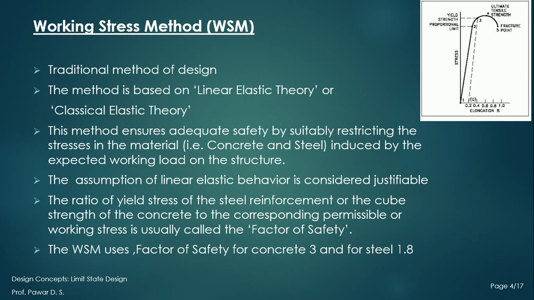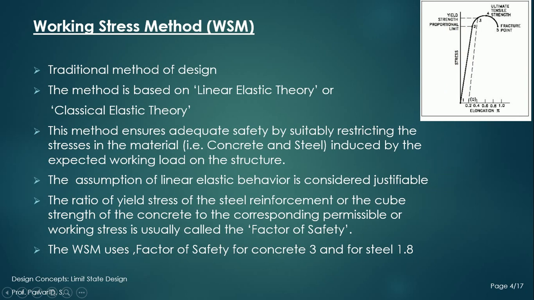This is the traditional method of design, which is based upon the linear elastic theory or the classical elastic theory. So here you can see the curve, when we test the bar: the elongation of the bar, that is strain, and the stress. This method is based upon the linear elastic theory from this graph. This method ensures adequate safety by suitably restricting the stresses in the material, that is concrete and steel, induced by the expected working load on the structure. The assumption of linear elastic behavior is considered justifiable.